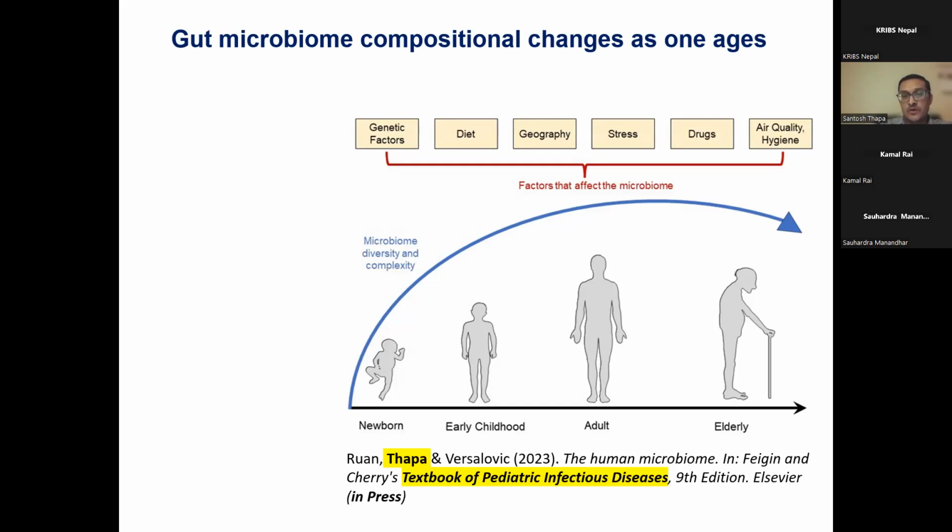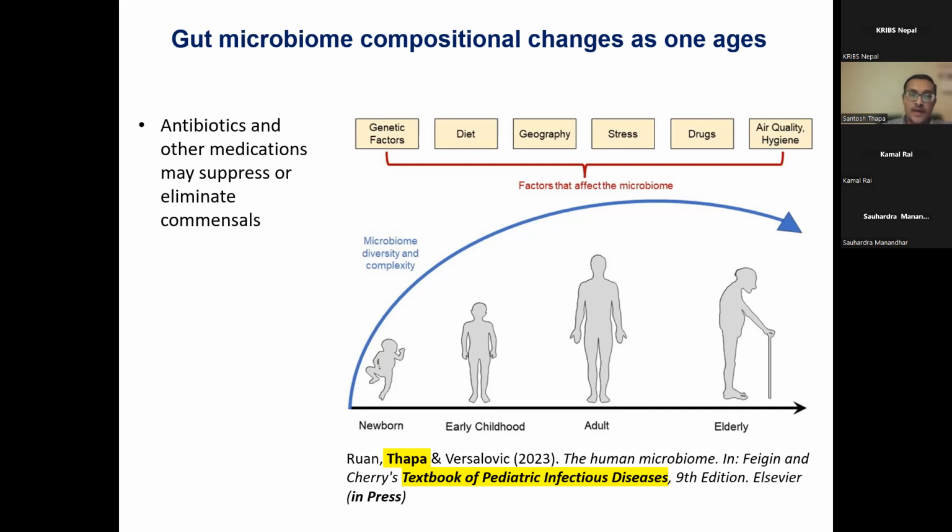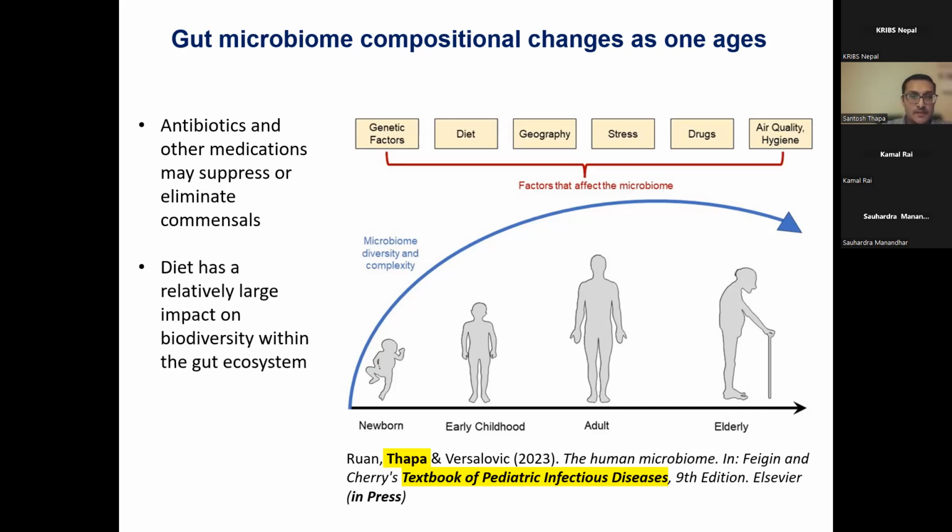The prominent ones are genetic factors, diet, and geography, stress, drugs, environmental air quality, and hygiene as well. Focusing on antibiotics and other medication, as you all know, they may suppress the commensal bacteria and may provide fertile land for the pathogens to dominate. Based on various studies, it has been shown that diet has a significant, relatively large impact on the biodiversity within the gut ecosystem.